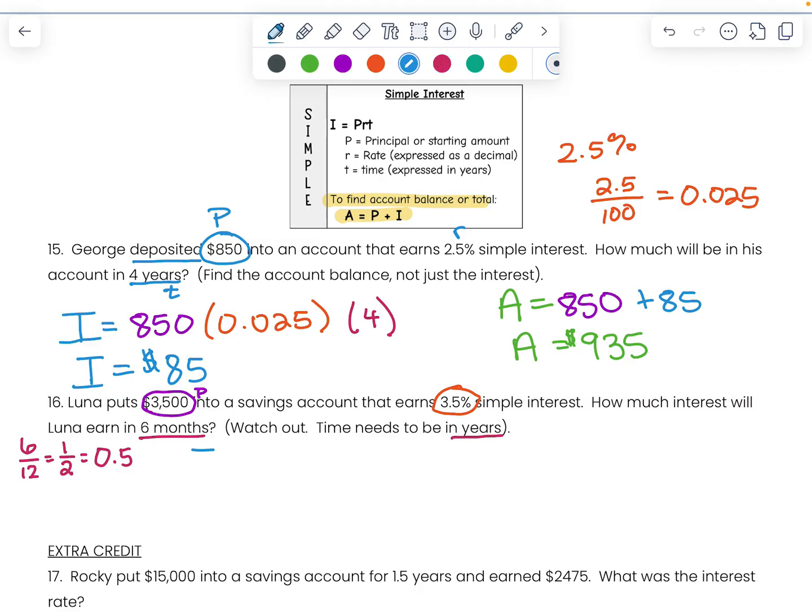We are going to do interest equals, how much money did we start with? $3,500. And then it wants our simple interest. Remember, move the decimal over 2 times. And then our years on this, remember, is 0.5 or half, whichever way you want it. And then I plug it into my calculadora.